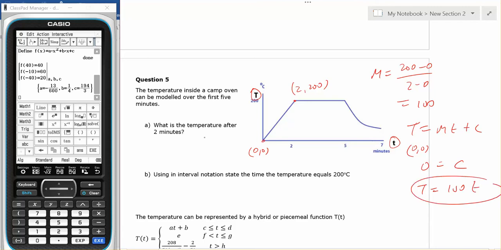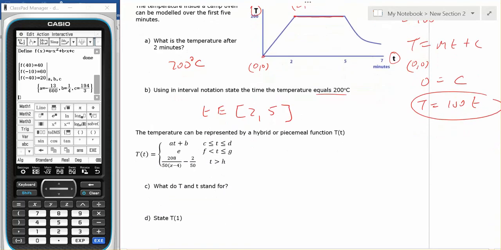So what is the temperature after 2 minutes? Oh, we didn't even need to do that. We can just go 2 minutes. What's the temperature after 2 minutes? 2 minutes is 200 degrees Celsius. Using interval notation, state when the temperature is equal to 200 degrees. Okay, so it's 200 degrees along over here, meaning t is an element of [2, 5]. Okay, so at 2 and 5, that's where the temperature is 200 degrees.